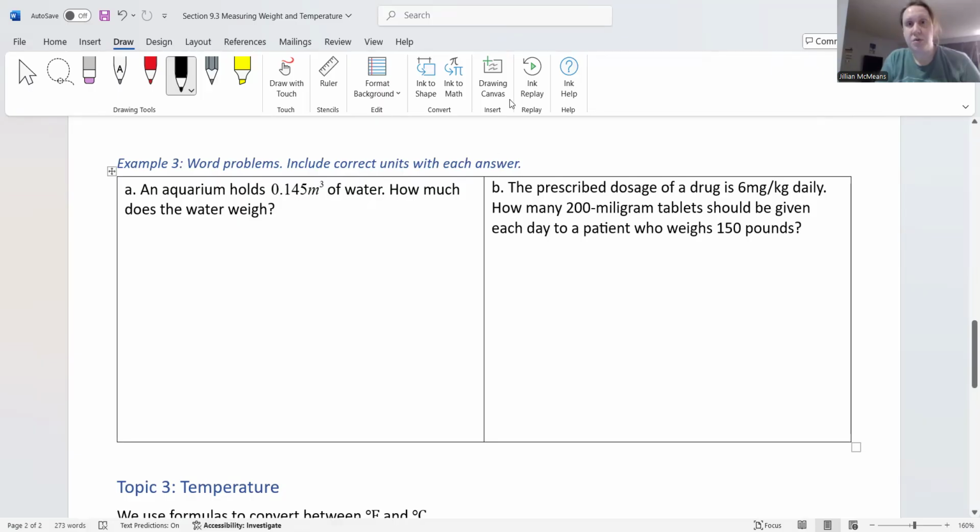So let's go to the conversion sheet. Remember, we're looking at cubic meters and water.